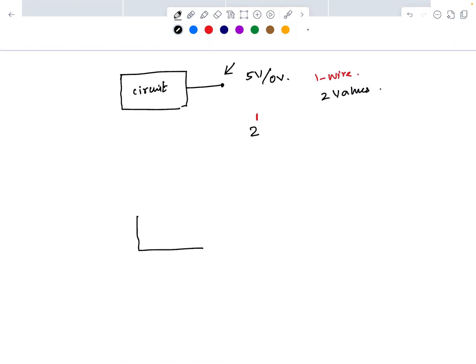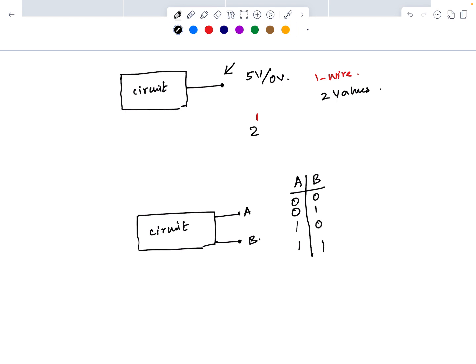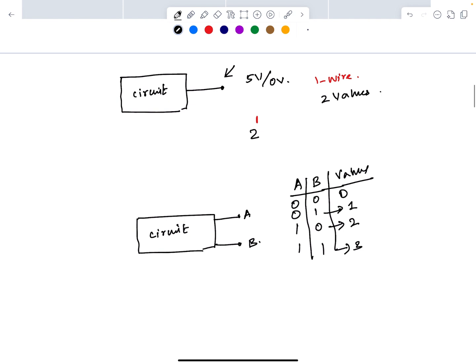Let's see the next example, which will build this idea. Suppose I have two wires here, same circuit, say A and B. How many possible values can I represent using these two wires? Let's draw the table here. It's not simply 0 or 1; these are all the combinations, and this is the maximum number of combinations I can get. So the values will be 0, 1, 2, or 3. I can represent four values, in the range from 0 to 3.